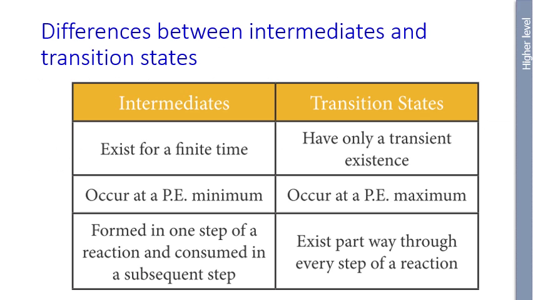The difference between intermediates and transition states, which will become more important when we look at organic chemistry, is that intermediates exist for a finite time, whereas transition states only exist for a very, very small amount of time. They occur at a potential energy minimum for intermediates, whereas transition states occur at a potential energy maximum. Intermediates are formed in one step of a reaction and consumed in the subsequent step, just like the nitrogen trioxide, and transition states exist partway through every step of a reaction.